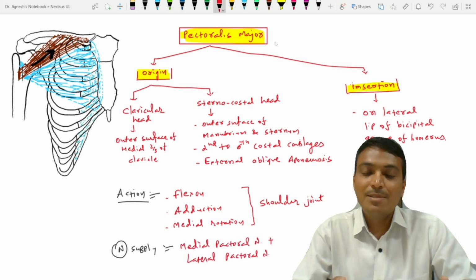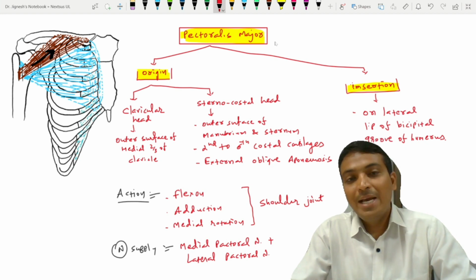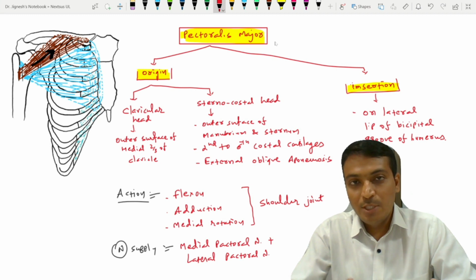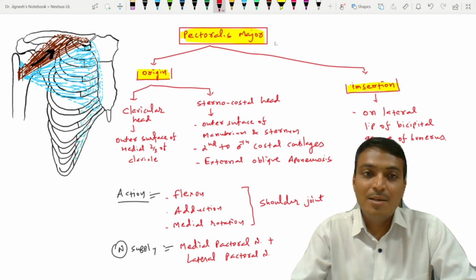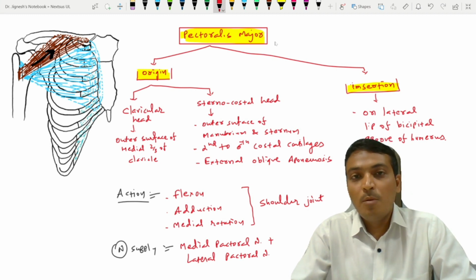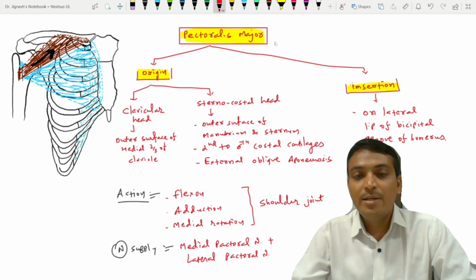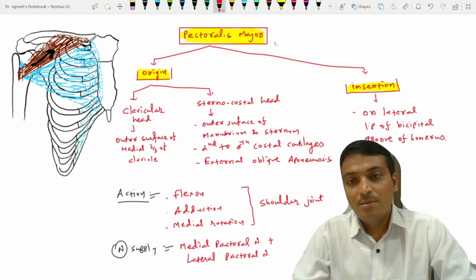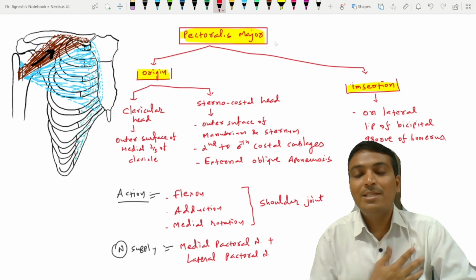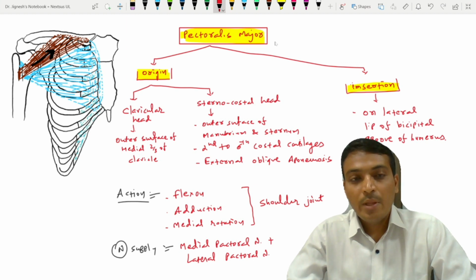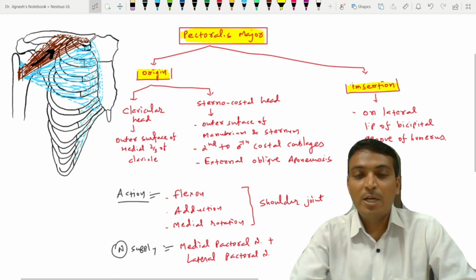This pectoralis major muscle can be asked as a short note. Many MCQs can also be asked from this topic of the pectoralis major. Like in case of the Poland syndrome, the pectoralis major muscle is absent. So it is a congenital disorder, that is the Poland syndrome, and within this congenital disorder, the pectoralis major muscle is usually absent. So this is all about the pectoralis major.